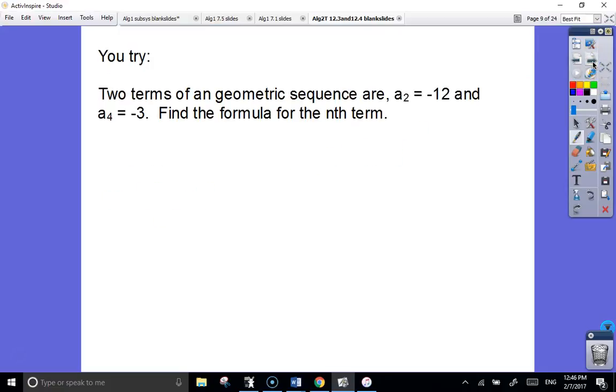Okay, now this is like the one homework that we did, right? They've given us 2 terms in the sequence, but neither one of them is the first term, and we don't know what the r is. So how are we supposed to find the formula for the nth term? How can we use these two to find out something that we need?